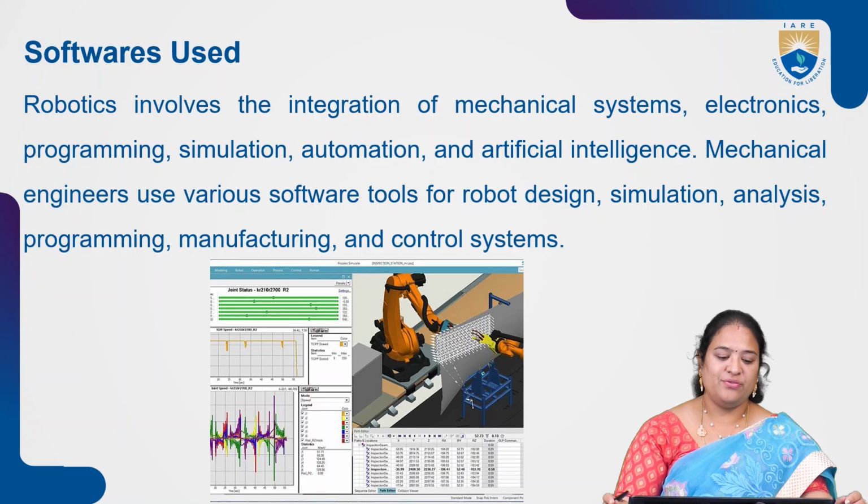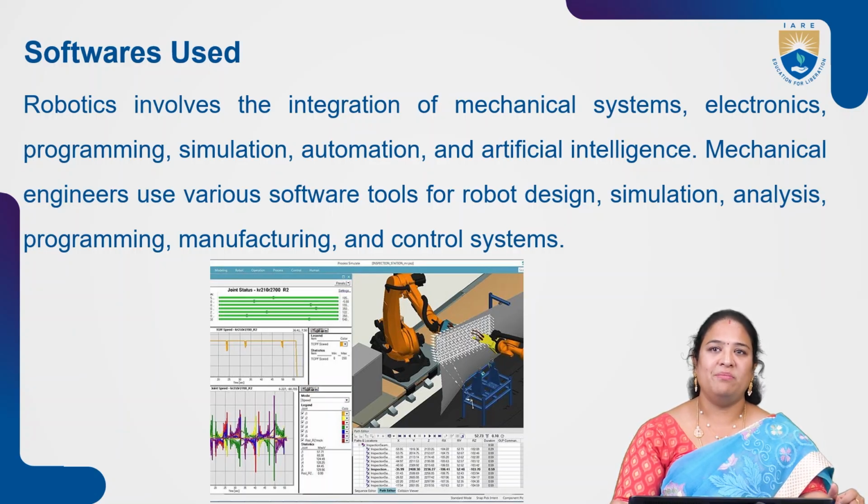As you have seen in this figure, the software used generally is an integration of the mechanical systems, the electronics, the programming, simulation, automation, and artificial intelligence. When all these are involved together, then only a robot can be designed. The mechanical engineers generally use various software tools for robot designing, such as simulation, ANSYS, programming, manufacturing, and control systems.